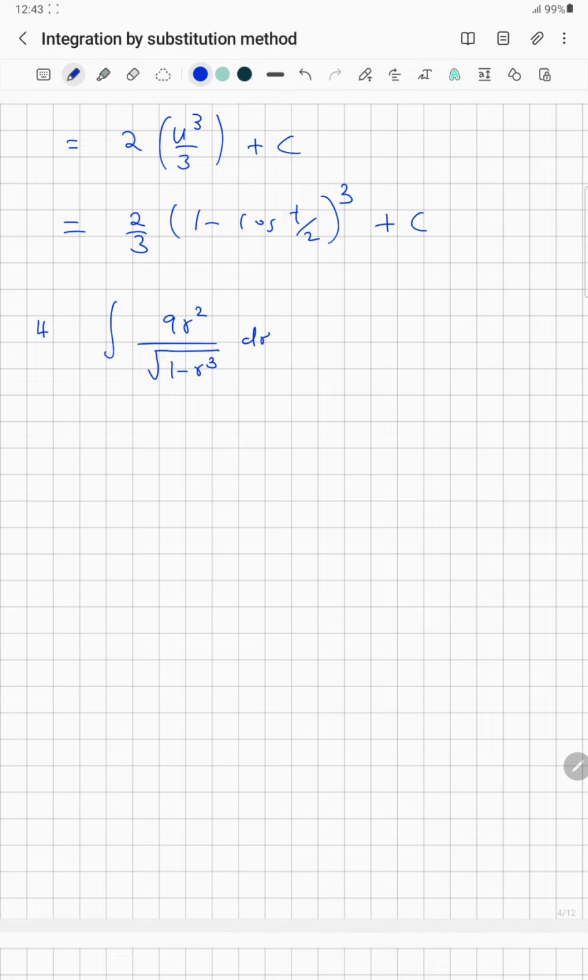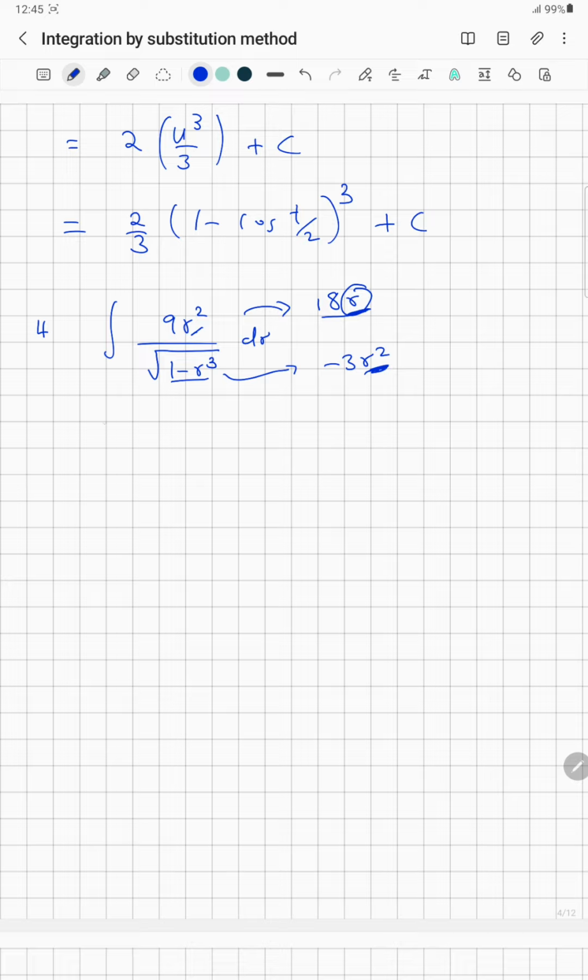Question 4 says we integrate the function of this form, 9r squared over square root of 1 minus r cubed. It is easy to see that if you differentiate the numerator, you are going to get 18r. So we don't have any function that corresponds to r. But if you differentiate whatever is inside here, you are going to obtain minus 3r squared. You can see we have r squared, and here we have r squared.